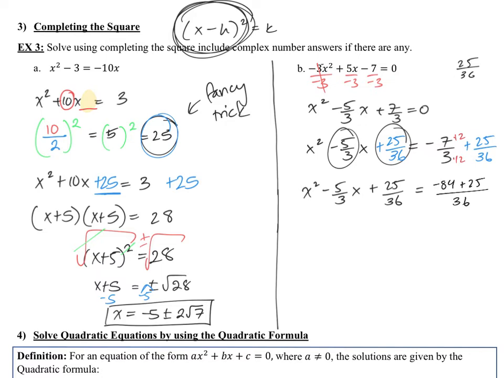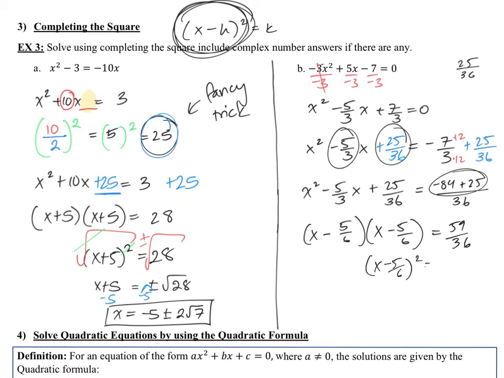Alright, so next step, I'm going to go ahead and factor this side. This will end up being x minus 5 over 6 times x minus 5 over 6 equals, and then 84 minus 25. That'll give us negative 84 plus 25, going to be 59. Then we have x minus 5 over 6 squared equals negative 59 over 36.